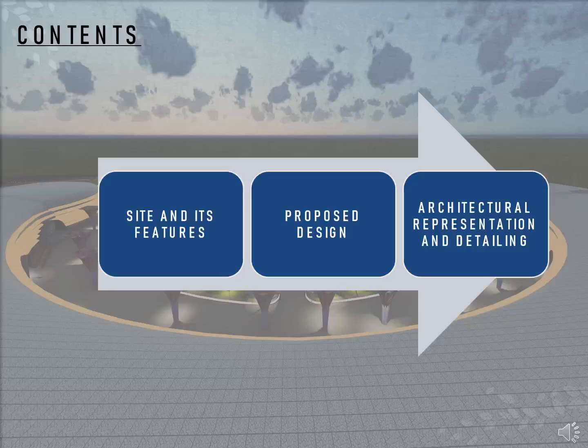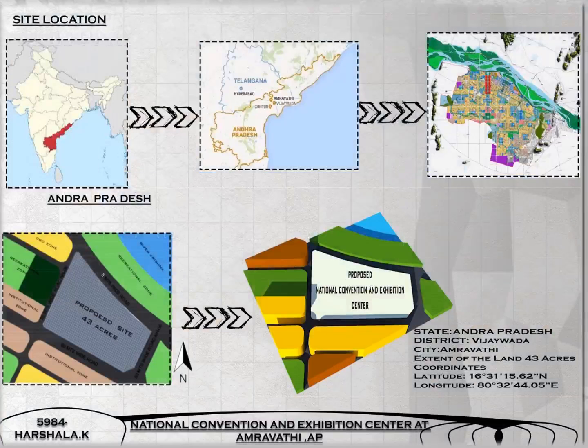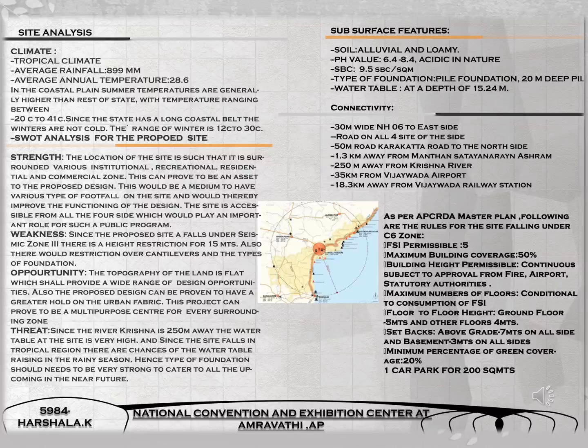Firstly, I would like to introduce my project with its site, its physical properties and context. Then the further would be the proposed design with its architectural representation and detailing. The site section shows physical properties of the site, its subsoil features, its connectivity, and its applied norms.